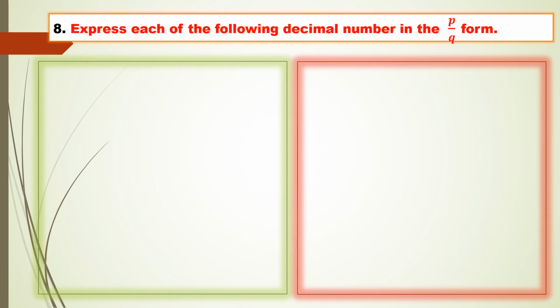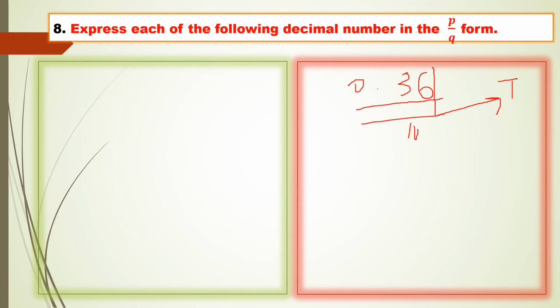So here is your next question. Express each of the following decimal numbers in the P by Q form. Just now in the previous question he asked the same thing, decimal number into P by Q form. Then what is the difference here? In the previous question he asked like this, 0.36. By seeing the decimal form we can say that it is a terminating decimal, because there is no repetition, it is giving remainder 0, so it is a terminating decimal. So we can directly divide by 100 or 1000, anything.